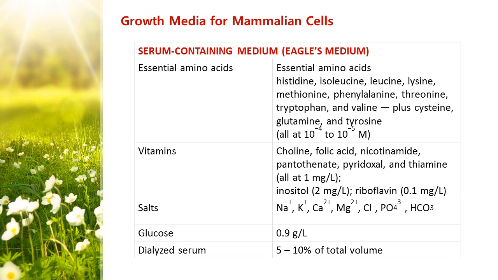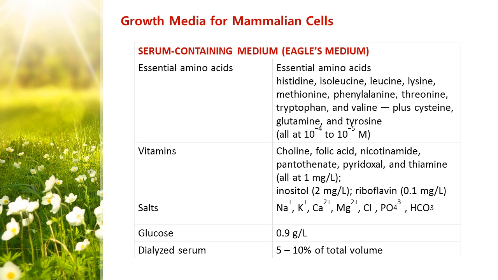Here I have given one medium as an example for promoting the growth of animal cells or mammalian cells: serum containing media, which is Eagle's media. Here it contains essential amino acids, which include histidine, isoleucine, leucine, lysine, methionine, phenylalanine, threonine, tryptophan, and valine. Along with that, it also contains cysteine, glutamine, and tyrosine.